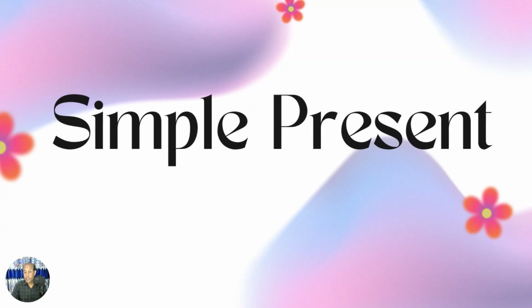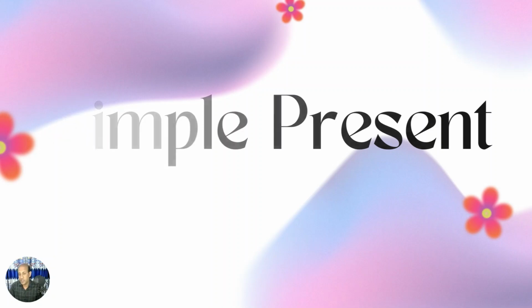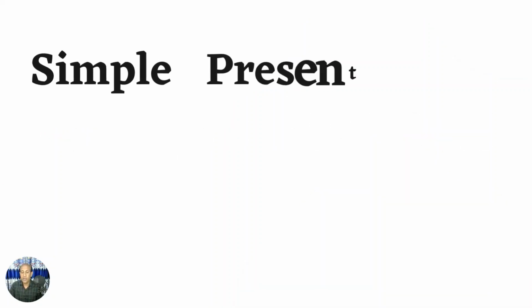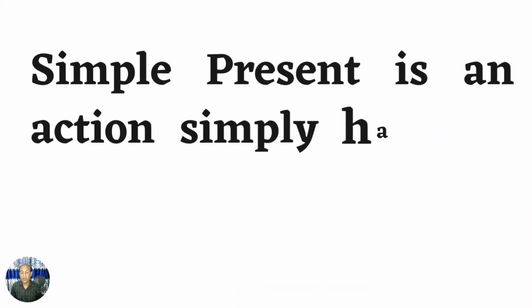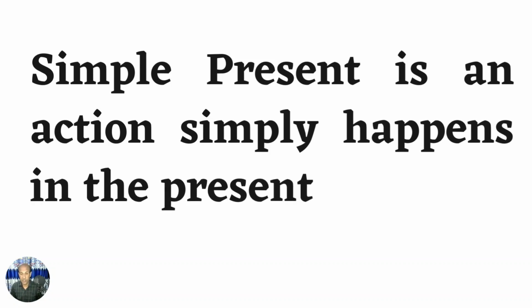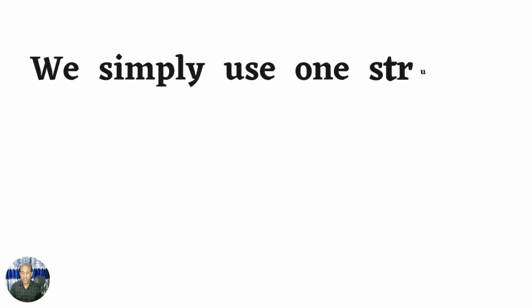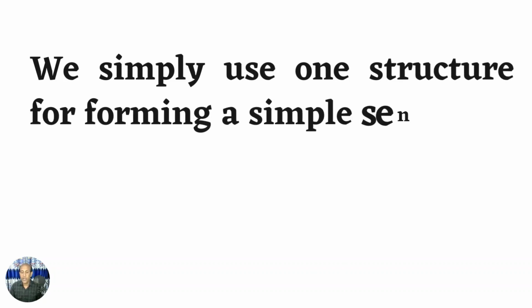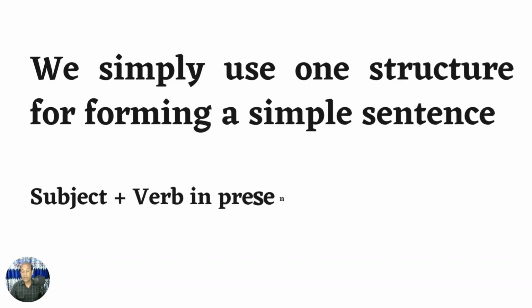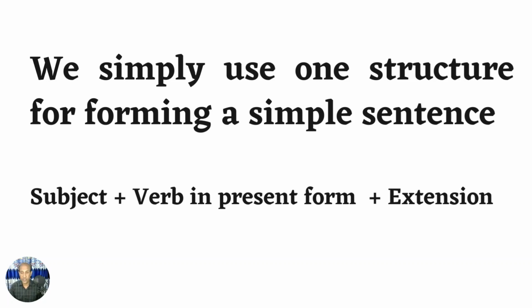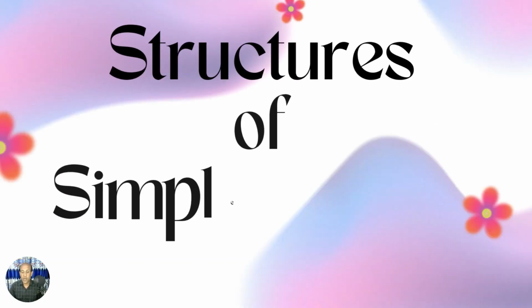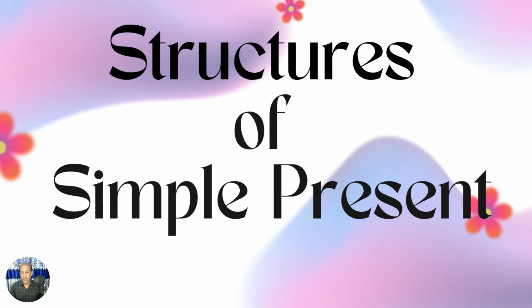Today I am going to tell you something about simple present tense. We all know that simple present is an action that simply happens in the present. We simply use one structure for forming a simple sentence, and that is subject plus verb in present form plus extension. But today I am going to show you 7 structures of simple present tense.